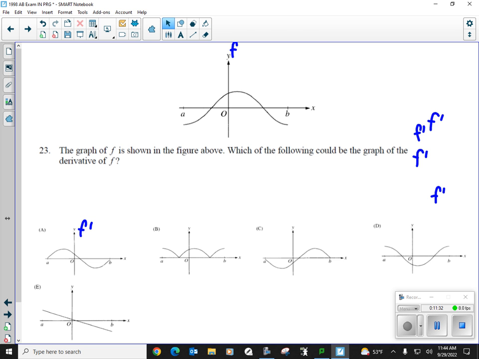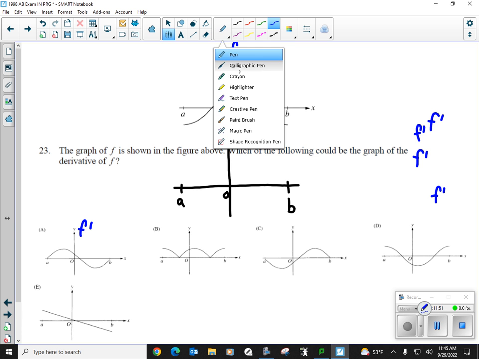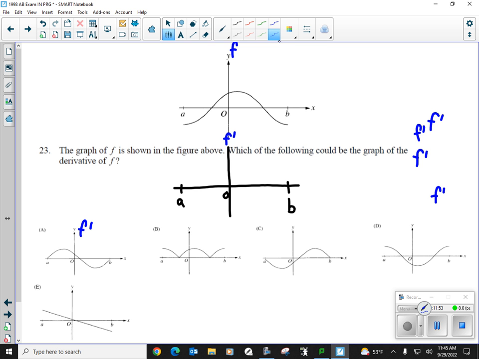Now, I'm going to create just a little graph underneath it. Same exact. Here's B. Here's the origin. Here's A. What I'm going to do is sketch the graph of the derivative right below it. Now, the first thing that sticks out to me, where is the derivative 0? Derivative is the same thing as slope. So the slope is 0 right about here.